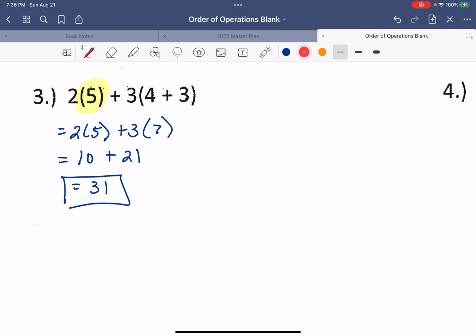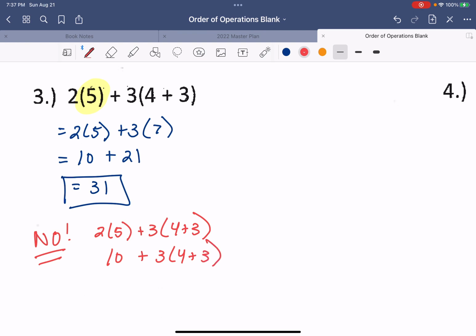Okay, now let's do an example of if I decided to do my own thing willy-nilly, right? All right, 2 times 5, what if I did this? This is my no example. You don't need to copy this. I just want you to see it. Here, I'll rewrite the problem so you can see it. 4 plus 3. 2 times 5 is 10 plus 3 times 4 plus 3. Okay, I'm going to go 10 plus 3. 13 times 4 plus 3.